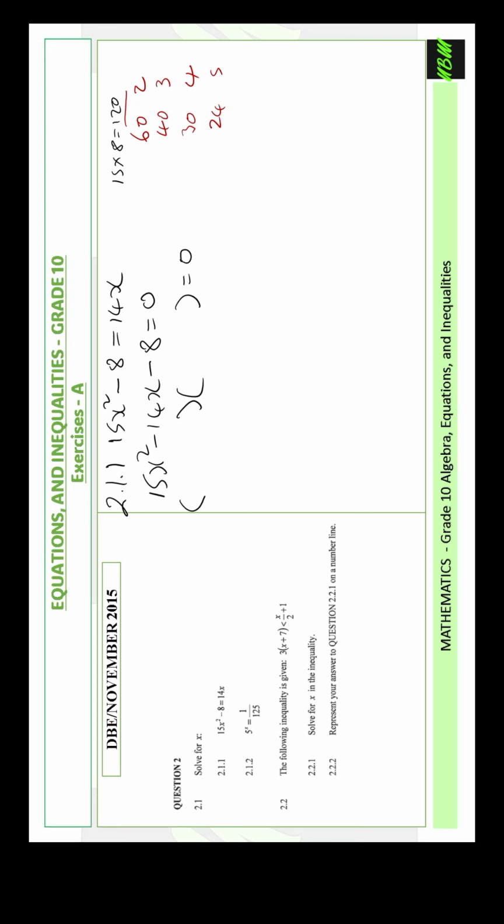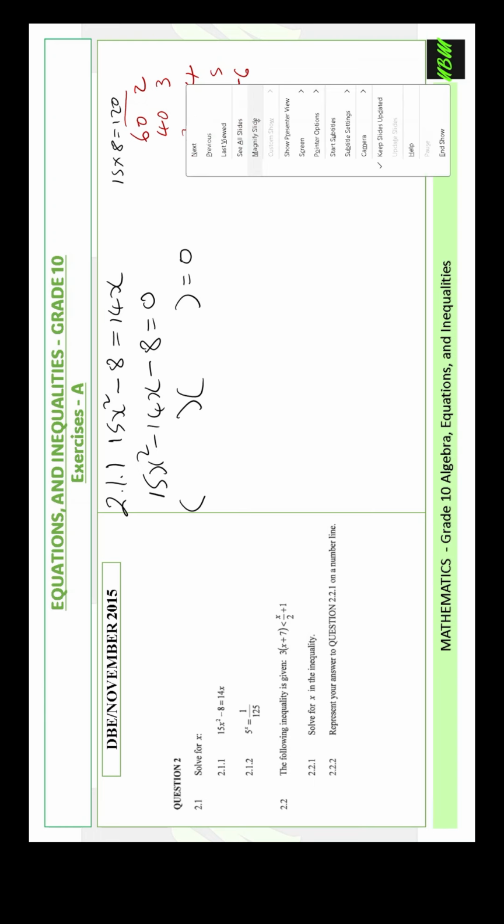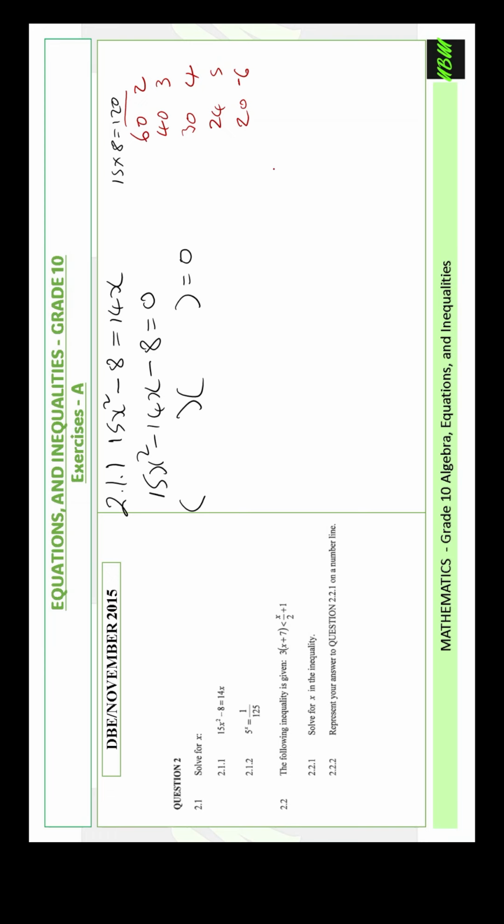Then we move on. We keep on checking another pair. 120 divided by 6 is 20. Therefore, 20 and 6 is the other pair of factors. Now, when we subtract, do we get 14? In this case, yes. But what do we want? We want negative 14. Therefore, we are going to take positive 20 and negative 6. Positive 20 and negative 6.